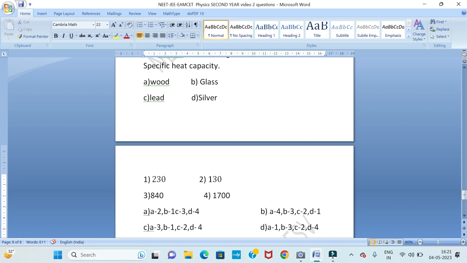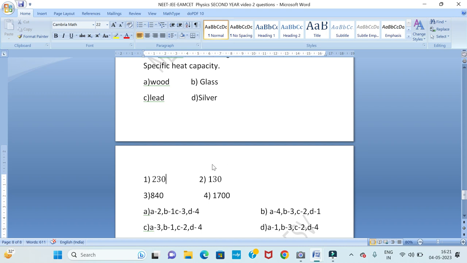Lead. Lead is 130. After L, J will come: I, J, K, L, M. So MO. Lead: who will lead? No sir, I don't lead. Here Mo. Who can lead this team? All will say no sir, I can't lead. No, no, no. Here Mo. Like that you can remember.